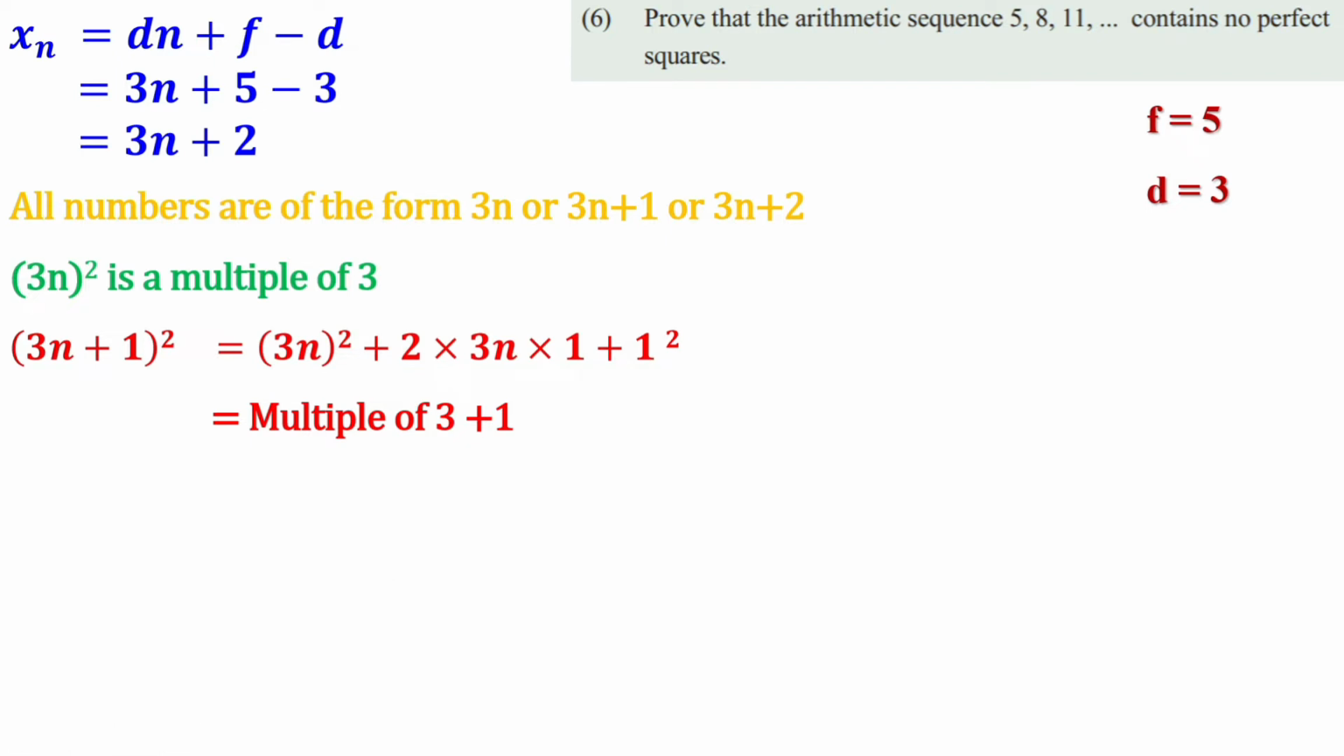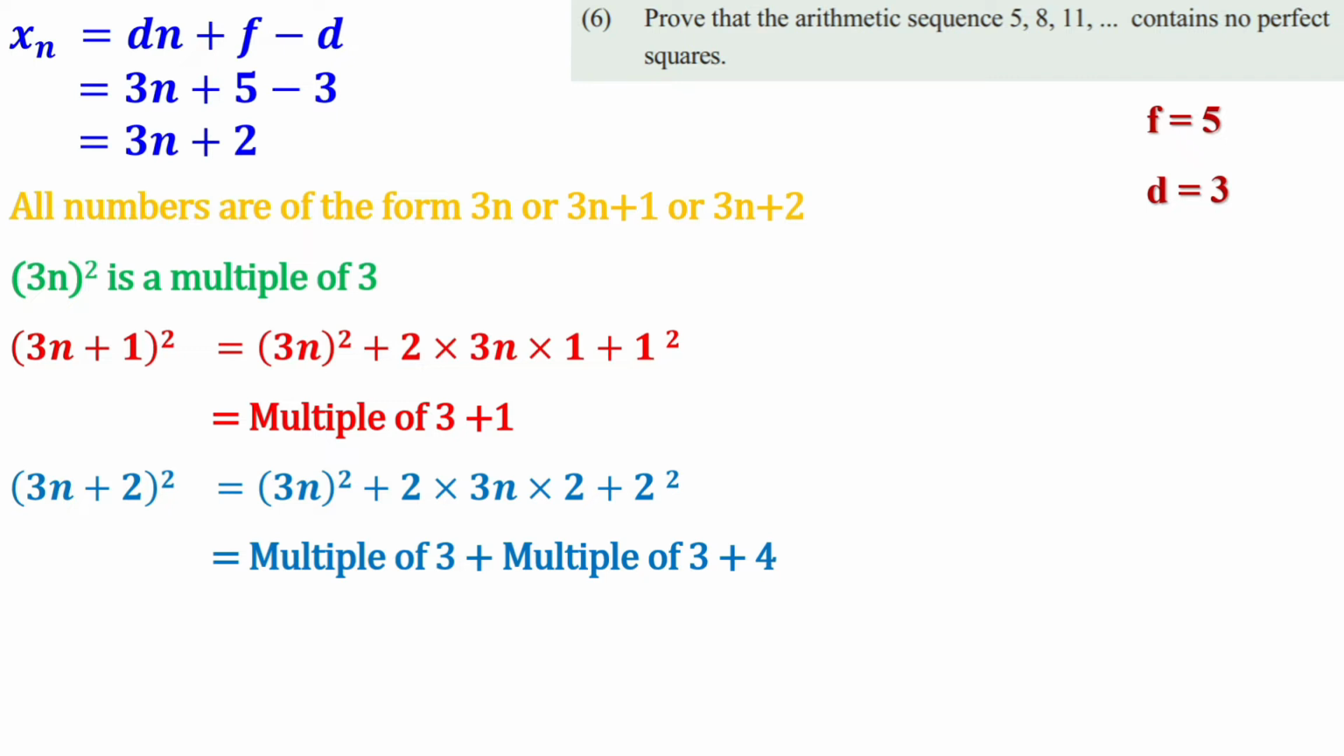Now let us take all the numbers of the form 3n plus 2. Let us take the square. First term square, 2 into first term into second term plus second term square. Now 3n is a multiple of 3. So the square is also a multiple of 3. 2 into 3n into 2 is also a multiple of 3. And 2 square is 4. So we can write multiple of 3 plus multiple of 3 plus 4. Now 4 can be written as 3 plus 1. So this can be written as multiple of 3 plus multiple of 3 plus 3 plus 1. Now this is a multiple of 3, this is again a multiple of 3, 3 is also a multiple of 3. Adding all these 3 together, we get another multiple of 3.